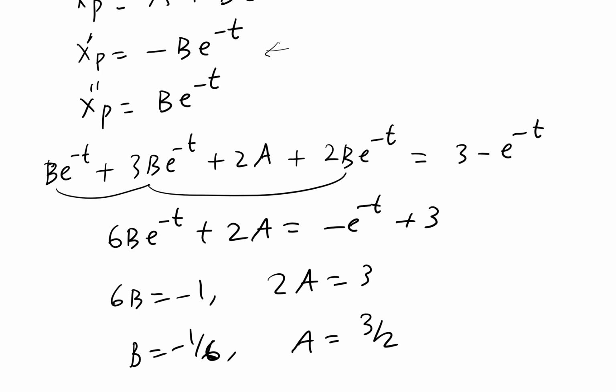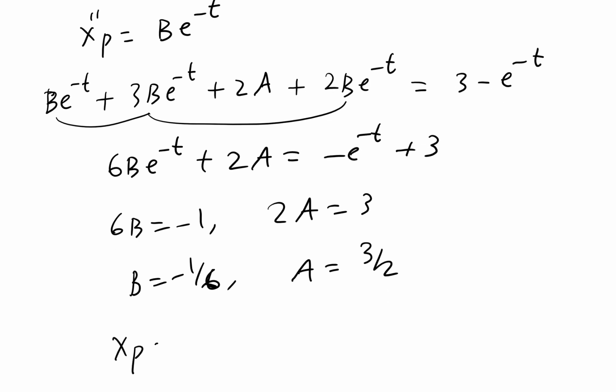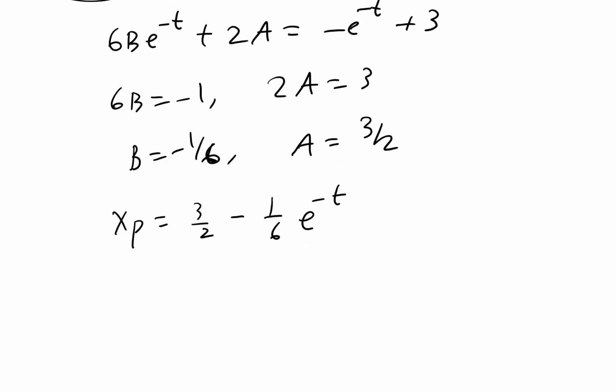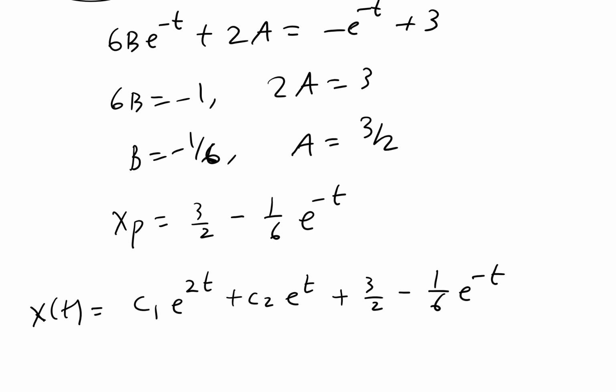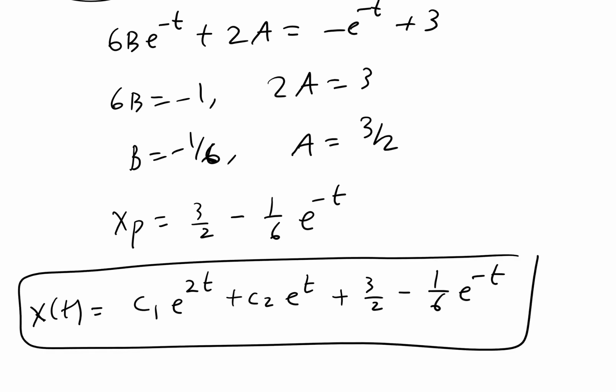a is 3 halves. So then the particular solution would be, we said a is 3 halves, plus b, which is negative 1/6, e to the negative t. And the final answer for x, or x of t, is xc, which is c1 e to the 2t plus c2 e to the t. Then x particular, 3 halves minus 1/6 e to the negative t. This is x of t. A lot of people, when they solve it, they stop here. It's not done. We still need to find the y, or y of t.